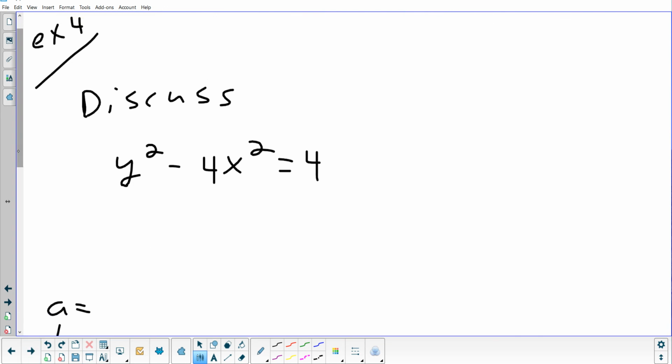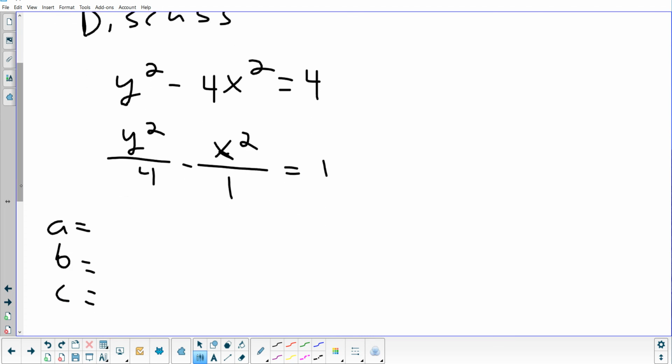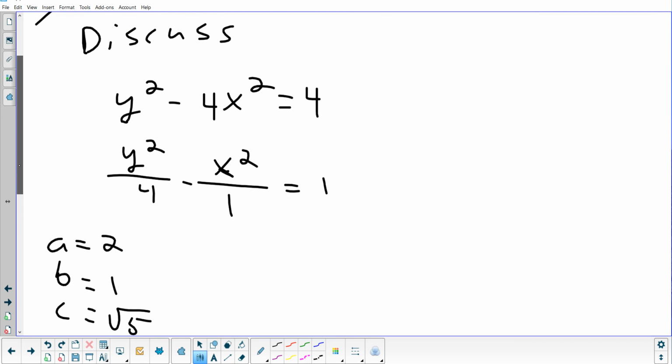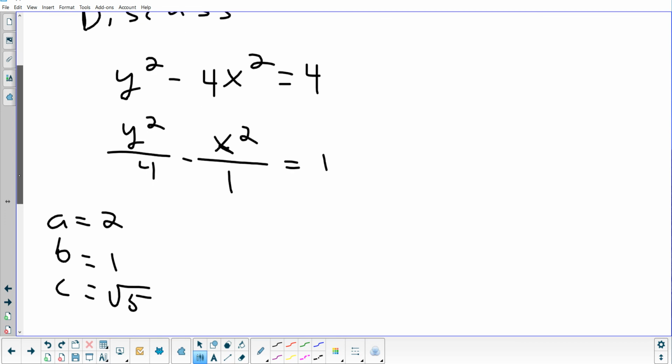Let's discuss this one. What do we have to do to get this one ready to discuss? Yep. Divide everything by 4. So we're going to get y squared over 4 minus x squared. What's going to go in the bottom? 1. Equals 1. What's A? B? C? 4 plus 1, and take the square root. And now we just have to write down our answers.